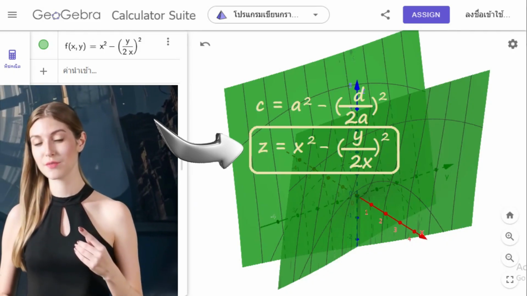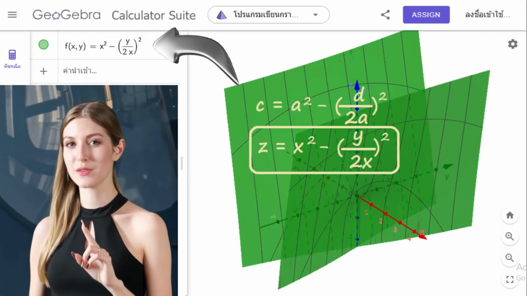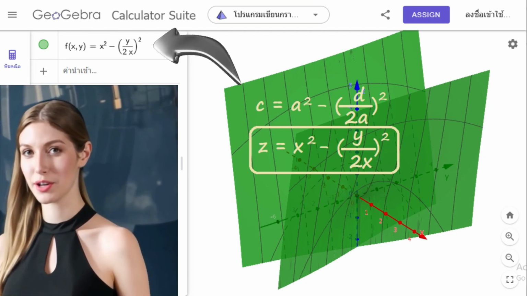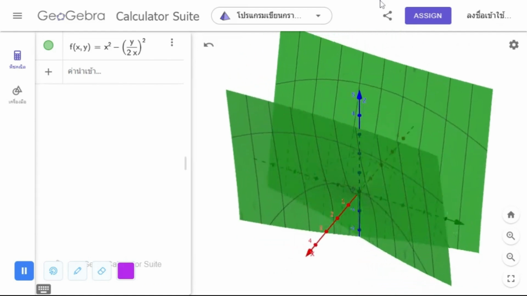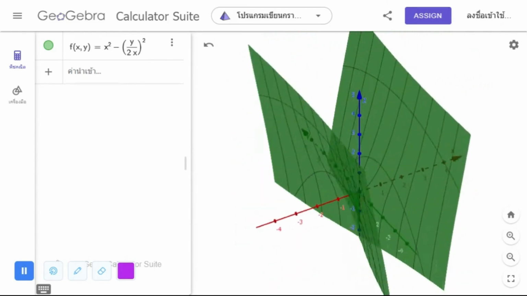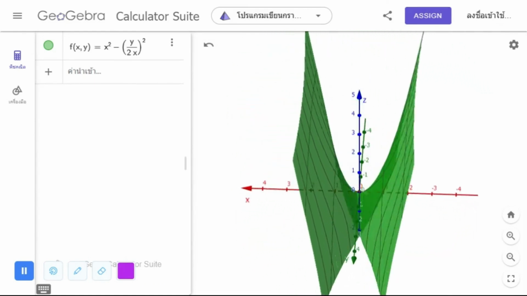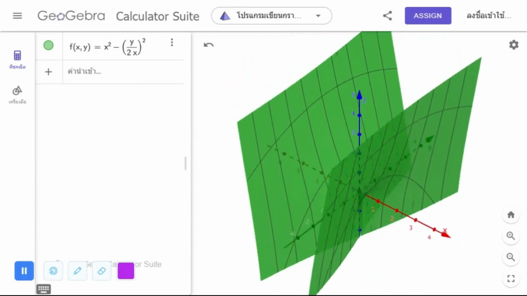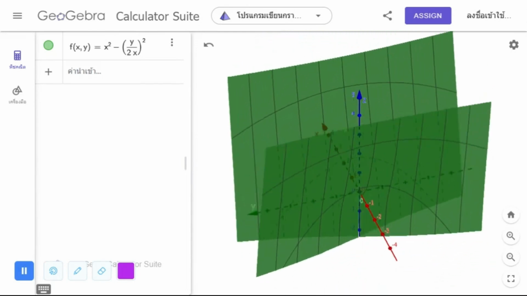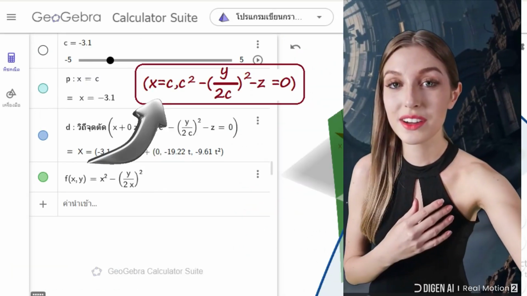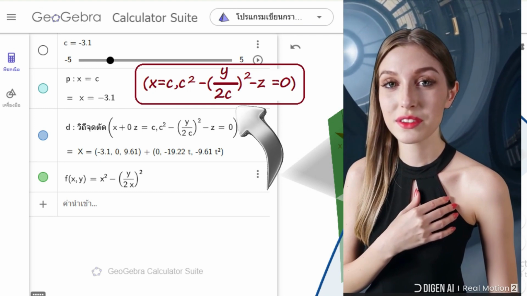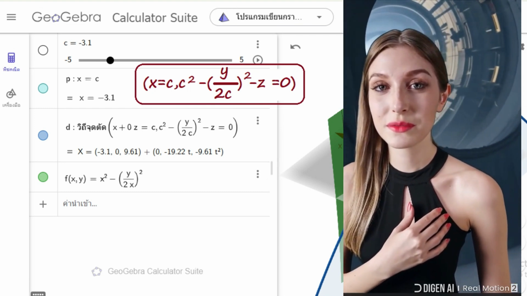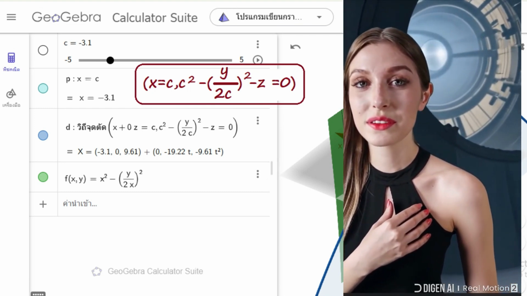Change the variable in the form of GeoGebra and write it in the input box. We get the graph of the third object. Create the plane x equals to c, intersect with the complex surface by substituting x with c. We get the intersecting curved line.